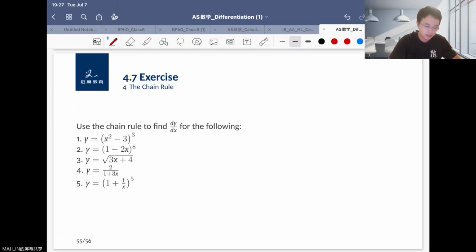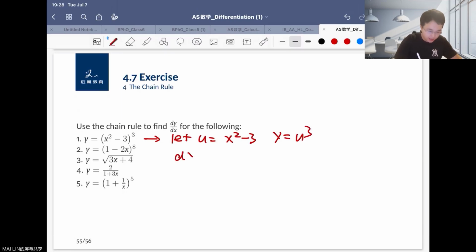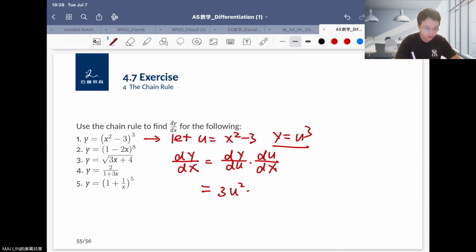Okay, so let's move into the first problem. Here, y equals (x squared minus 3) cubed, right? So first we have to let u equal x squared minus 3, so y can be considered as u cubed. So dy over dx can be considered as dy over du times du over dx. Because y equals u cubed, dy over du is 3u squared, right?